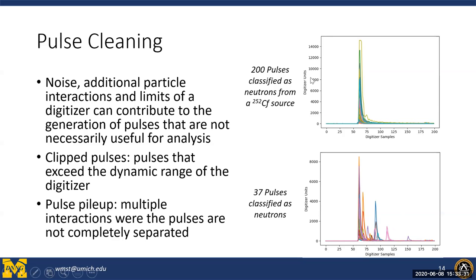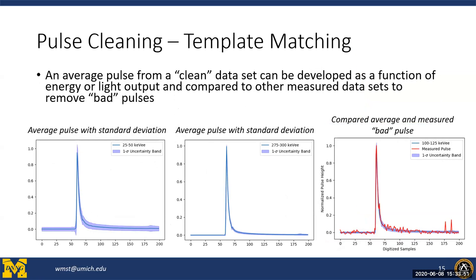The easiest one to do for clipped pulses is we just look at, do we have this constant value multiple times in our digitized samples? If the answer is yes, then we know that's a clipped pulse. If the answer is no, then we might have to do some more creative analysis. And one of the more in-depth methods used to do this is template matching.